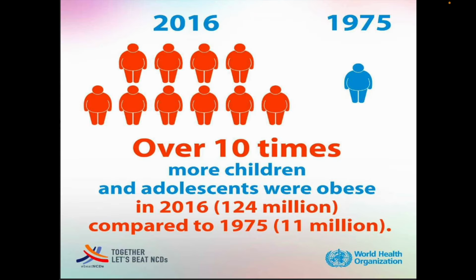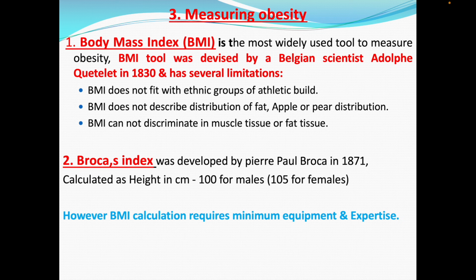From 1975 to 2016, the rise of obesity is 10 times, in around 41 years. In 1975, 1% were obese, and in 2016, 10% are obese. So it is a 1 to 10 ratio. And in 2016, there were 124 million people compared to 1975, which was 11 million. It's 10 times higher. Next slide.